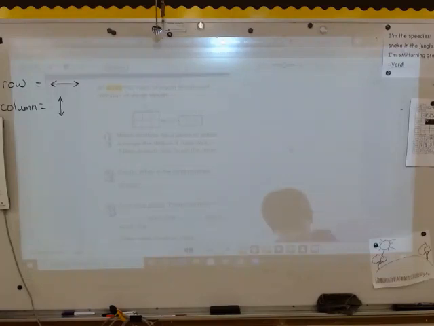Yes, Brody? So, where are we supposed to write row equals? Nowhere. Write it in your brain. Okay? Just remember that a row is like in a movie theater, and a column is like on a building.